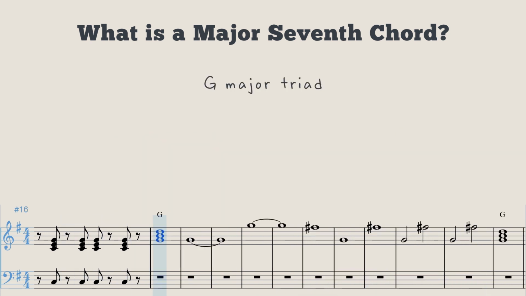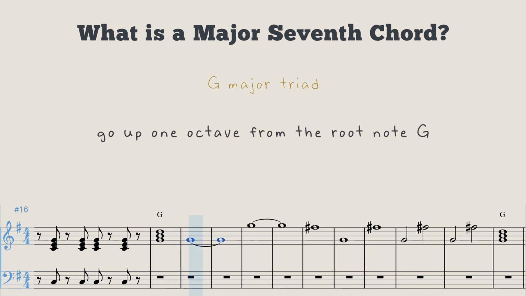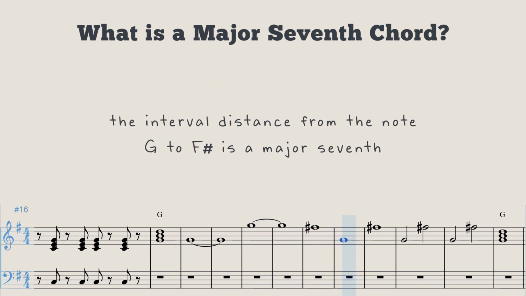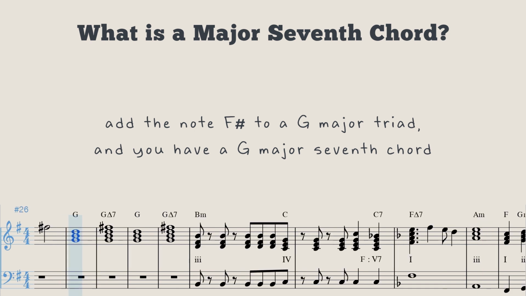Here's a G major triad. G is the root note, so go up the octave to G and then down a half step to F sharp. The interval distance from the note G to F sharp is a major 7th. Add the note F sharp to a G major triad and you now have a G major 7th chord.